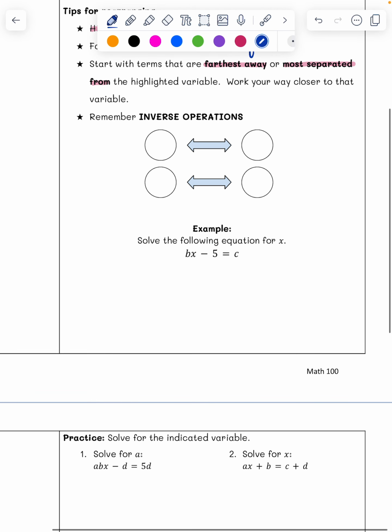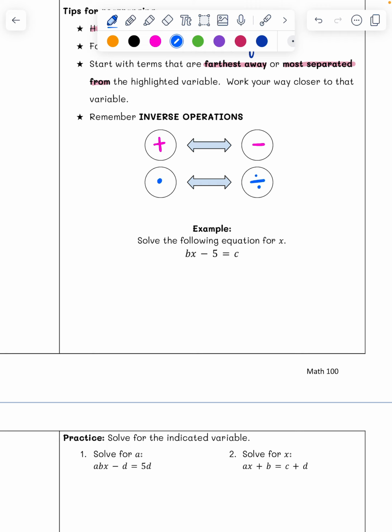Remember your inverse operations. Adding and subtracting are inverse. These are terms that undo each other. And then multiplying and dividing are inverse operations.